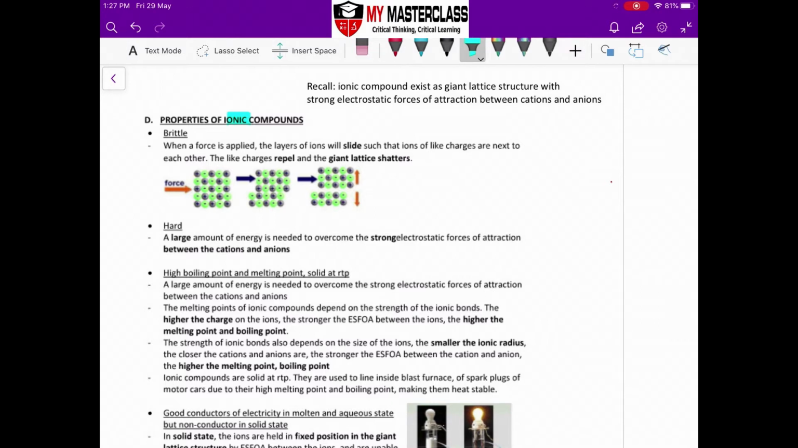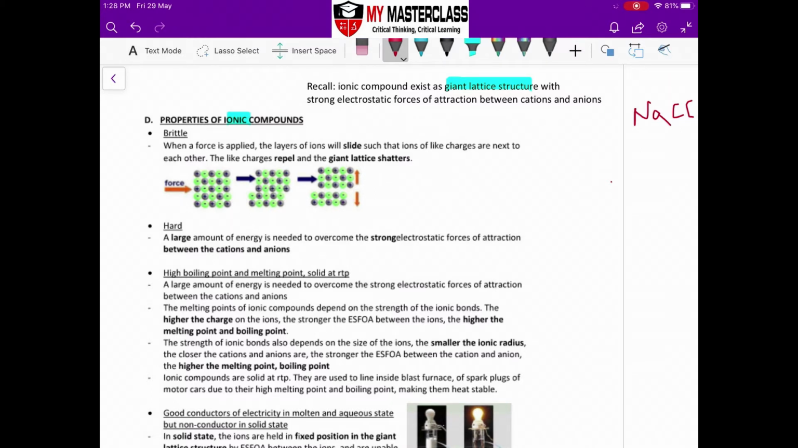Okay, so if you recall, ionic compounds exist as giant lattice structures. The most common ionic compound is your sodium chloride, NaCl. Sodium chloride is an ionic compound because sodium is a metal and chlorine is a non-metal. So when a chemical bond forms between the two elements, they become an ionic compound. Sodium chloride is the most common salt in the kitchen.